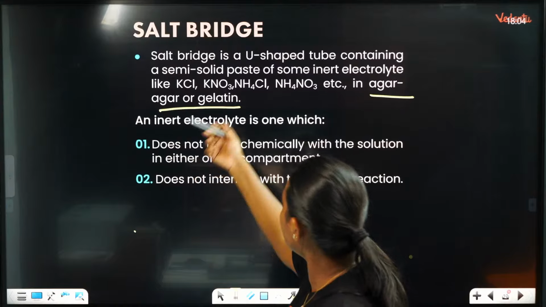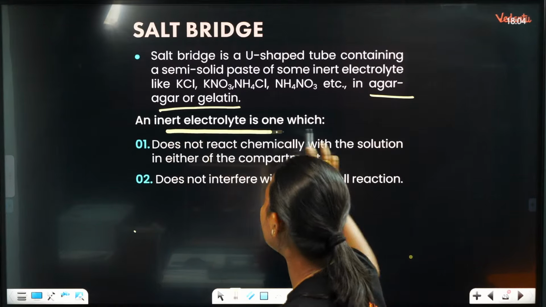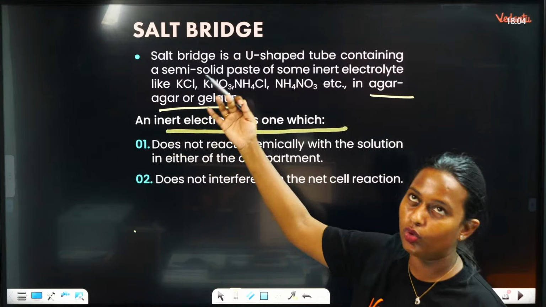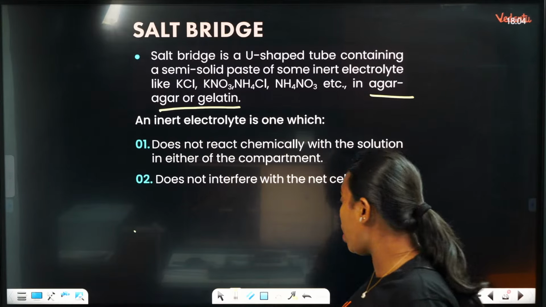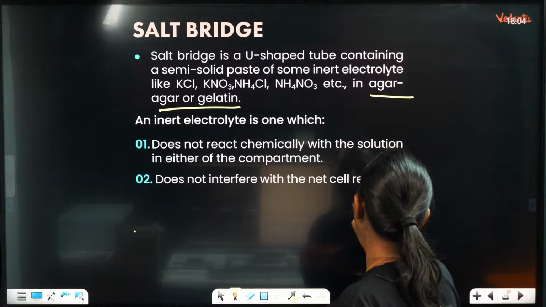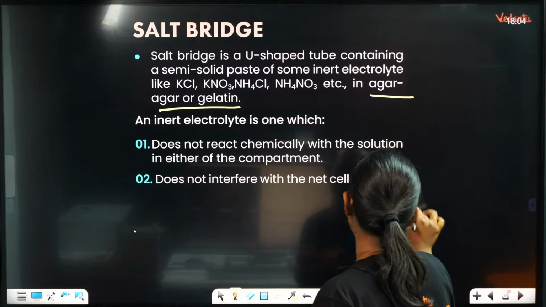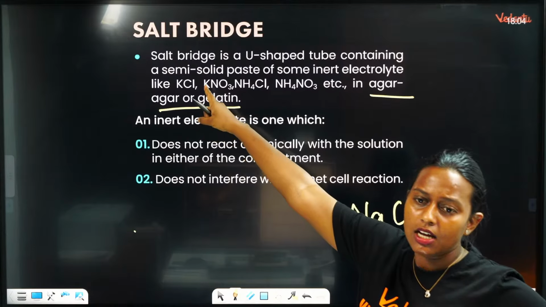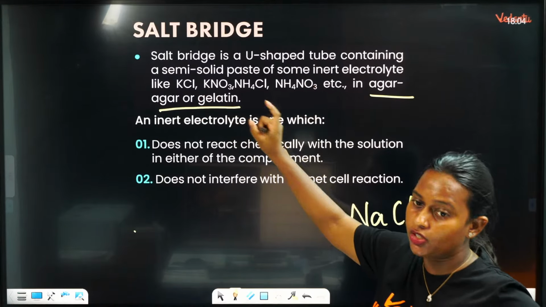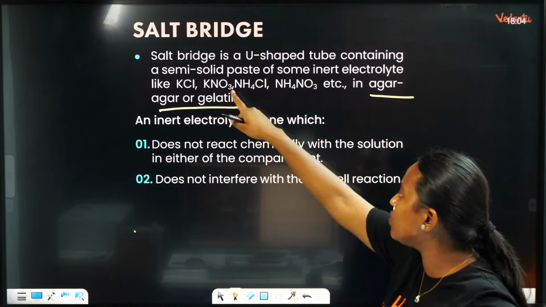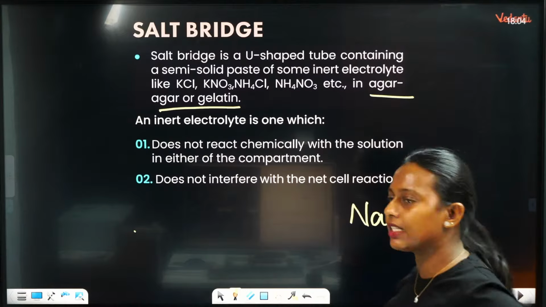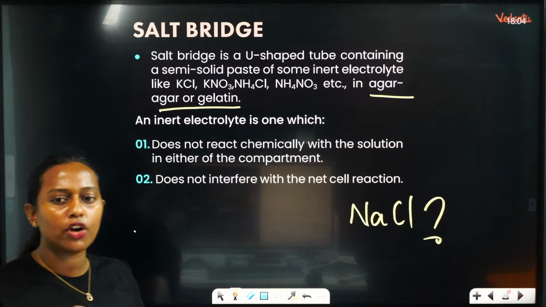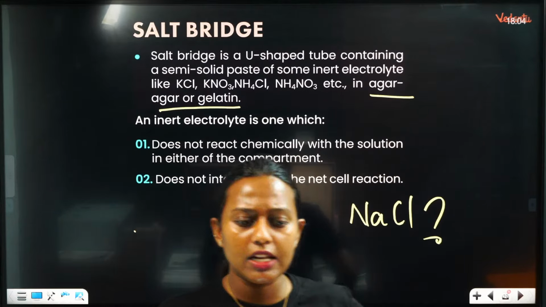So next, it's an inert electrolyte. We are using inert electrolytes like KCl and KNO3. It's a very important question: why are we not using NaCl? Here we are using KCl as the salt bridge liquid. Why are we not using NaCl in a salt bridge? What is the reason?